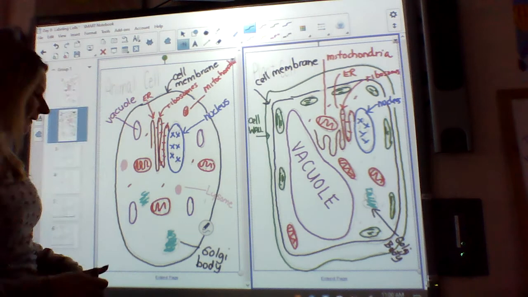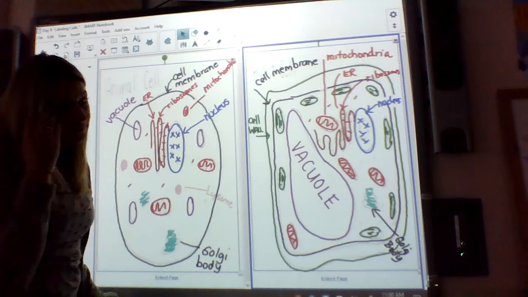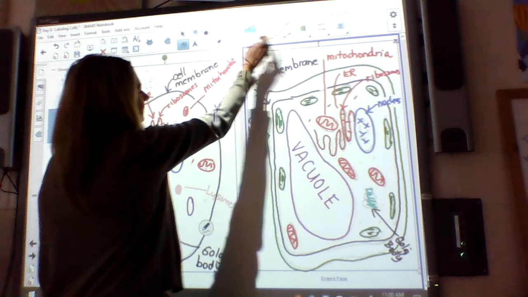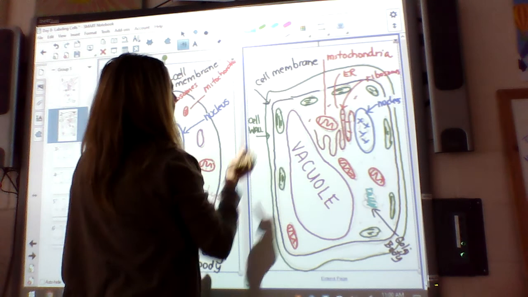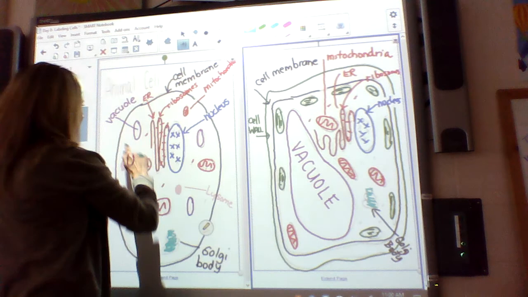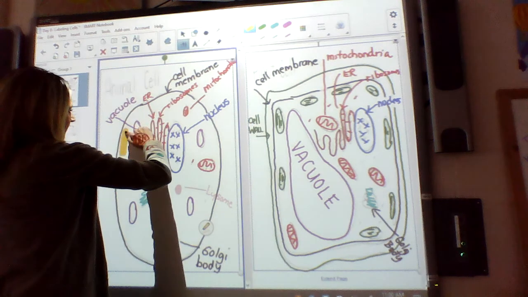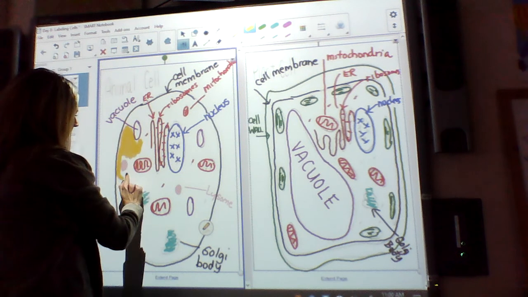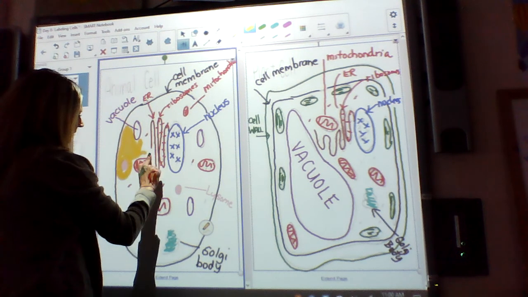Okay, so the only thing left we have to do is actually to label the cytoplasm. I saved that yellow because it's kind of a lighter color. And I'm actually going to use my highlighter because I think it's going to be easier. We're going to shade in all that cytoplasm to remind us that it's all the fluid around all these organelles.